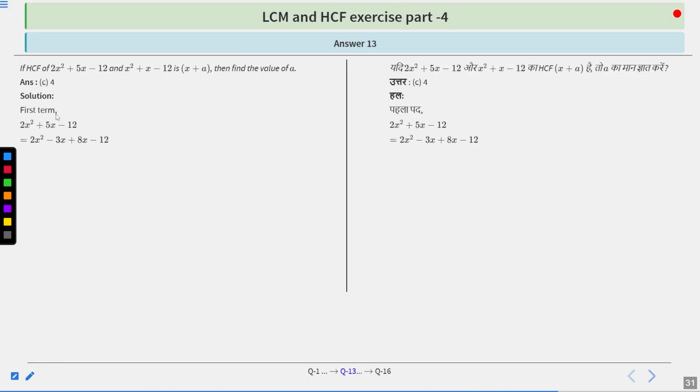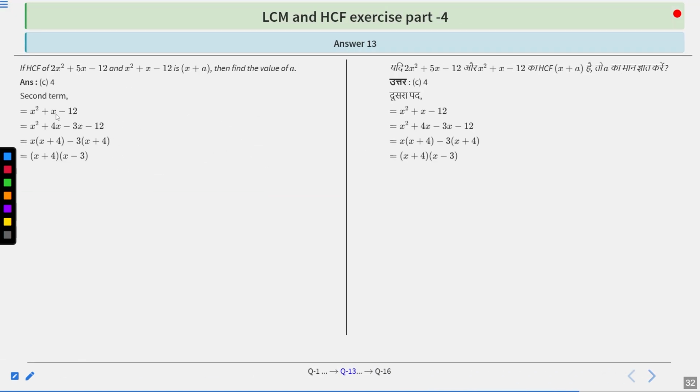Now, the first term was 2x² + 5x − 12. First of all, we will factorize it. 2x² + 5x can be written as 2x² − 3x + 8x − 12. Taking x common from the first two terms, we get x(2x − 3), plus from the last two we get 4 common, so in the bracket we get 2x − 3. So x + 4 and 2x − 3 are the factors of the first term.